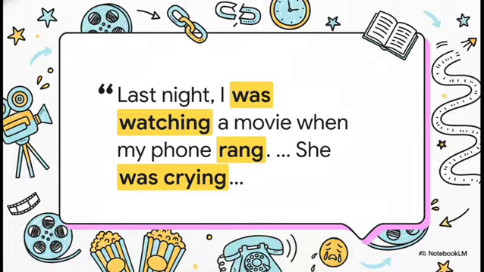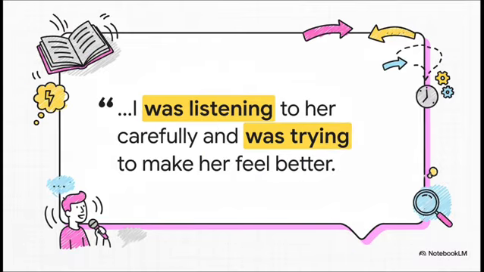And then it continues, setting another little scene. It was my friend, Raya. She was crying. And now, look at this next part. I was listening to her carefully and was trying to make her feel better. We've got 2 things happening at once again, right? Both listening and trying were ongoing actions, happening side by side during that conversation. It really shows the effort, doesn't it?